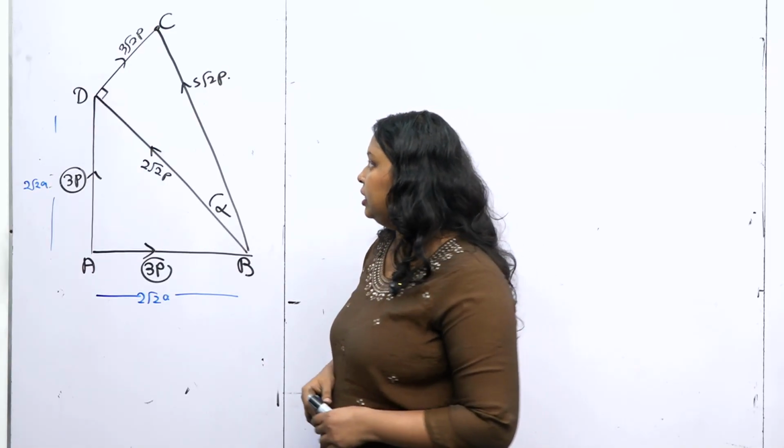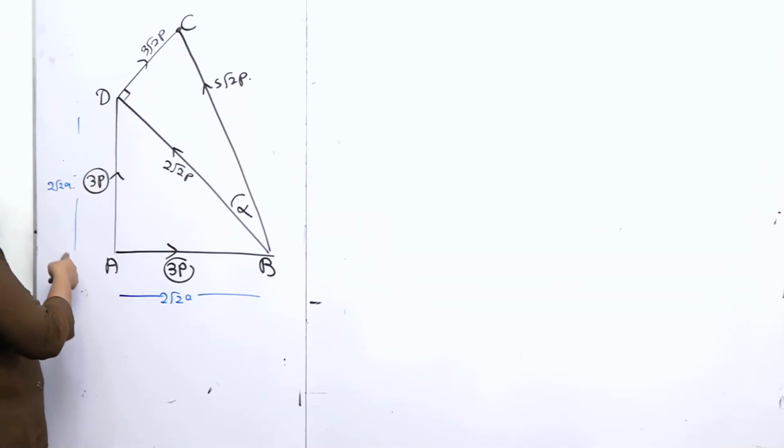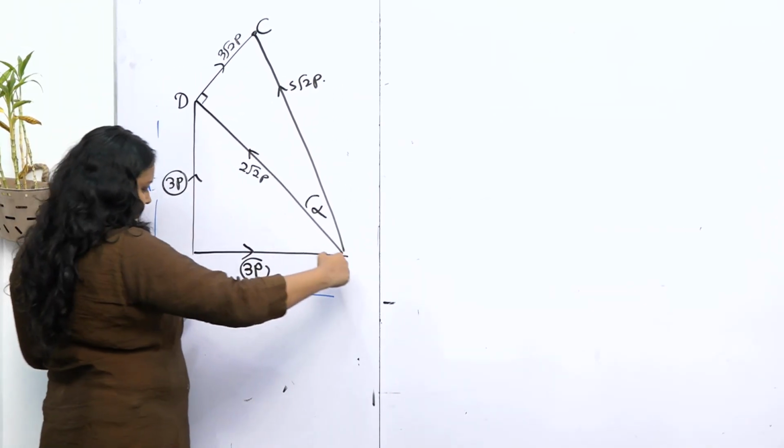We have to find alpha first. So this side length is given as 2 root 2a. This side length is given as 2 root 2a.